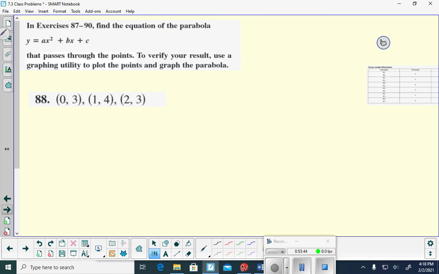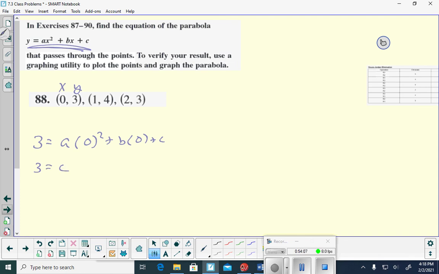So here's my point (0, 3). Remember, this is your x. This is your y. You're substituting them back in here. So y is equal to ax squared plus bx plus c. So when I do all this, I'm going to have 3 is equal to c. Well, that's a bonus because I know what c is equal to.